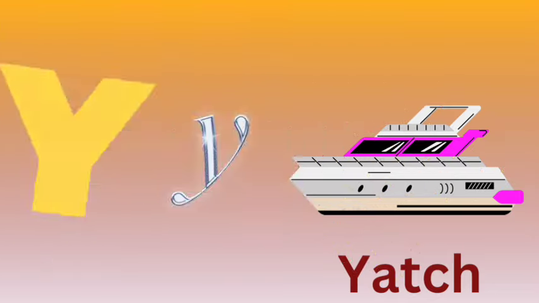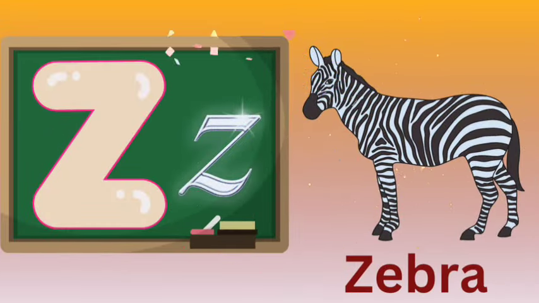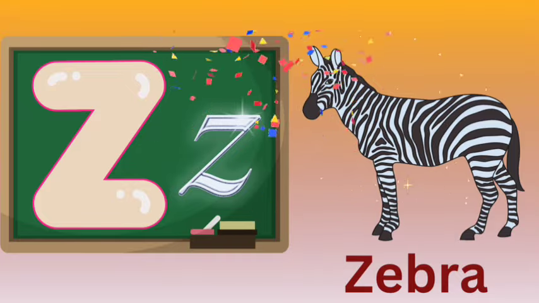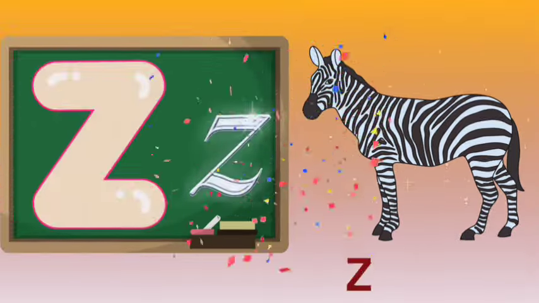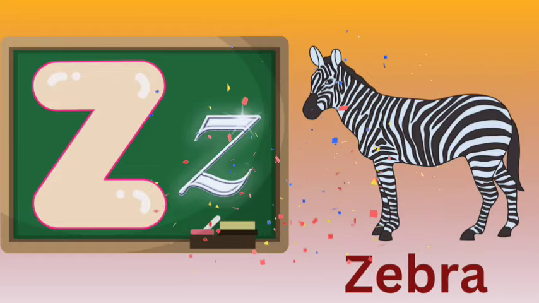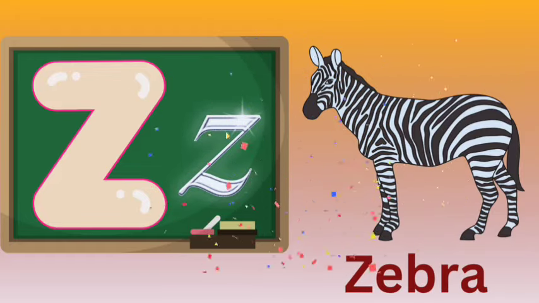Z is for zebra, zebra. Z is for zebra, zebra. Z is for zebra, zebra. Z is for zebra.